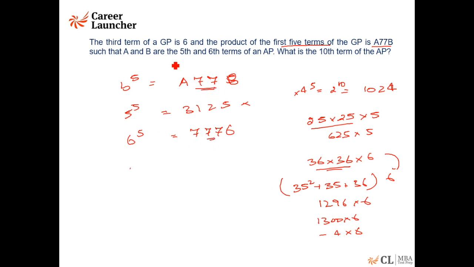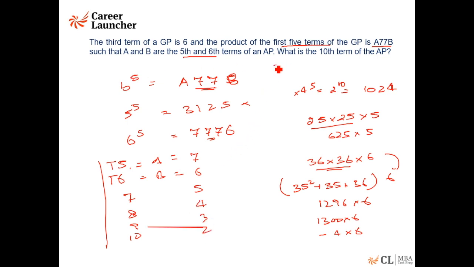That means T5 and T6 are a and b. So T5, T6, a, b. This is equal to 7. This is equal to 6. So T7, T8, T9, T10. We need the 10th term of the AP. 7, 6, 5, 4, 3, 2. So the answer will be 2. Okay. The key thing to remember was this: if we are looking at the odd term, product of odd terms, it is going to be B to power the odd number of terms. Since we are looking at 5 terms, it had to be B to power 5 is equal to this.